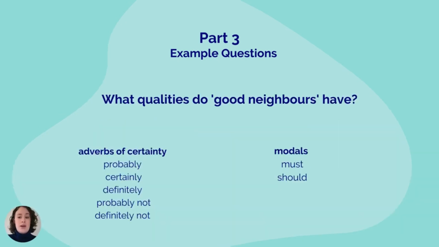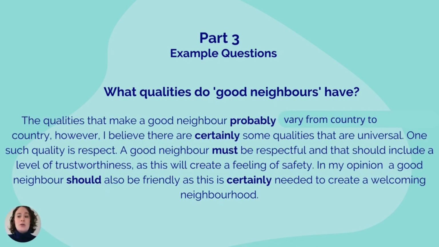So, when I read that question, some grammar structures come to mind. For example, adverbs of certainty and modals. So, here's a model answer with the suggested grammar points highlighted. Remember, the question was, what qualities do good neighbours have?